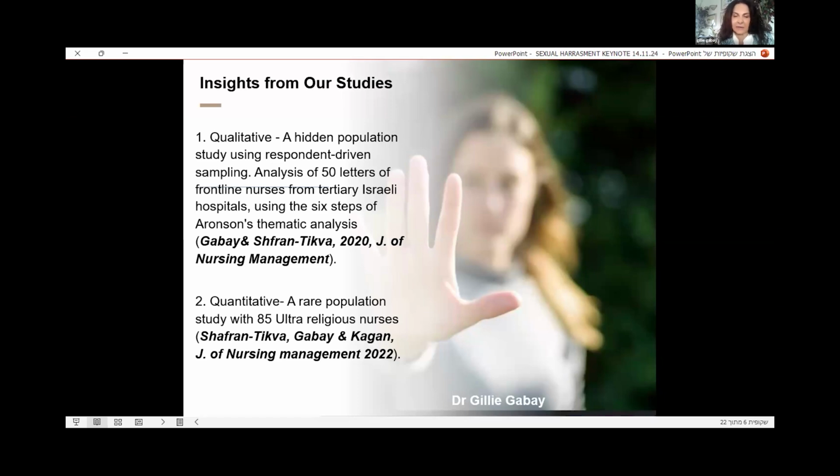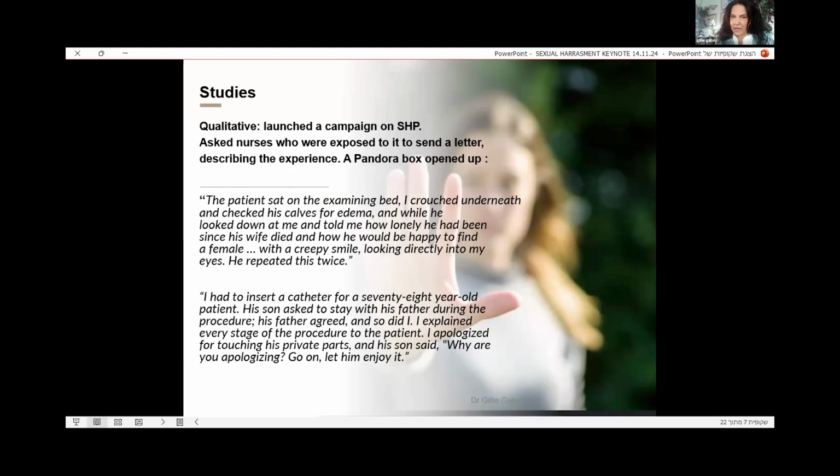The second study was following, that was a quantitative study with yet another rare population of ultra-religious nurses, Muslim and Jewish religious nurses. The sample comprised 85 religious nurses. I'll read a few quotes from the qualitative study that opened up this Pandora's box to this very important topic.